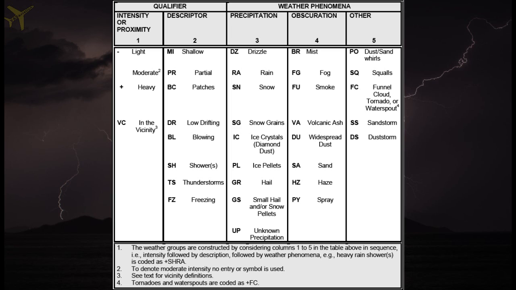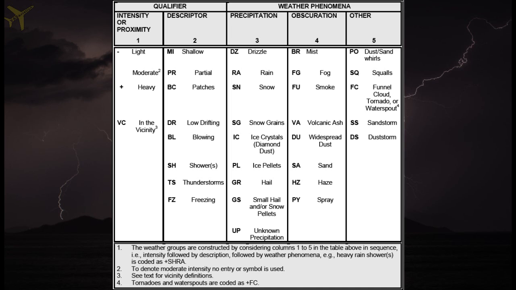The next column adds details of the weather phenomena. The most common you'll see are BC, which means patches and will be frequently added to describe fog, SH, which means shower and will be followed by the type of precipitation, and TS, which is thunderstorm. The last three columns represent weather phenomena regarding two types of precipitation, obscuration, or others.